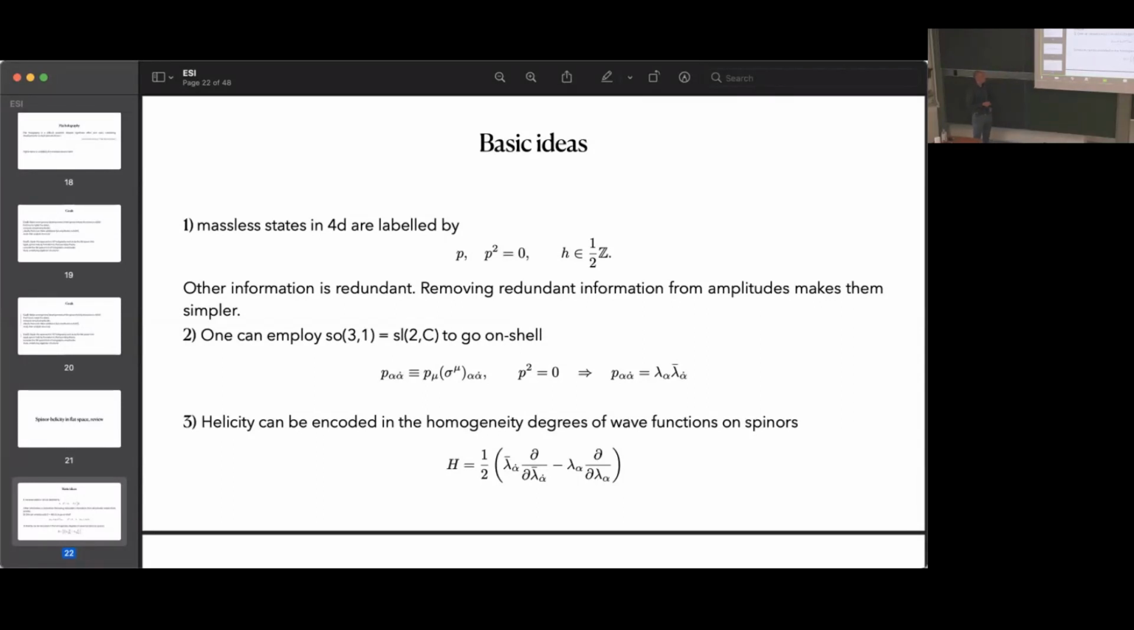And concerning helicity, the statement is that the wave function has fixed helicity h if this operator gives a definite value h acting on it. You can see that it just computes homogeneity degrees in spinors, so it's pretty simple.